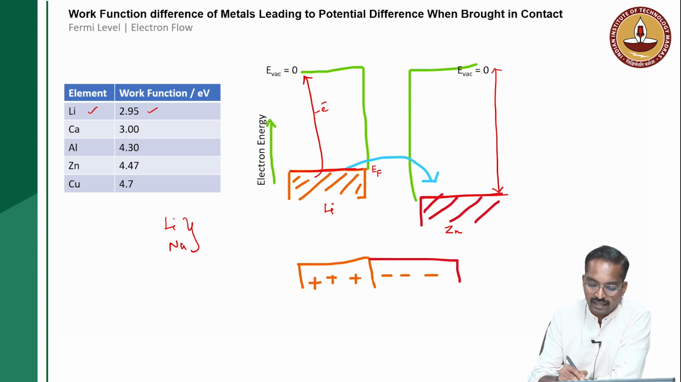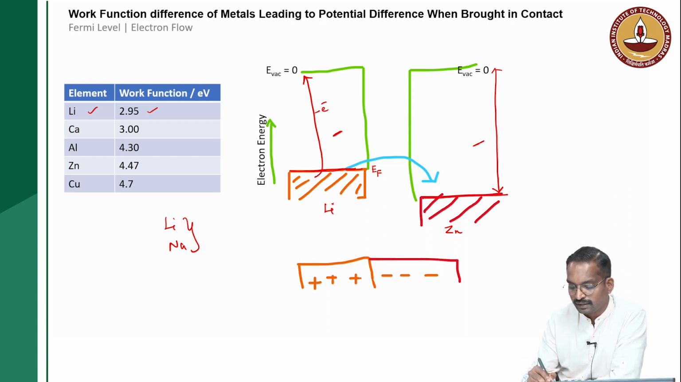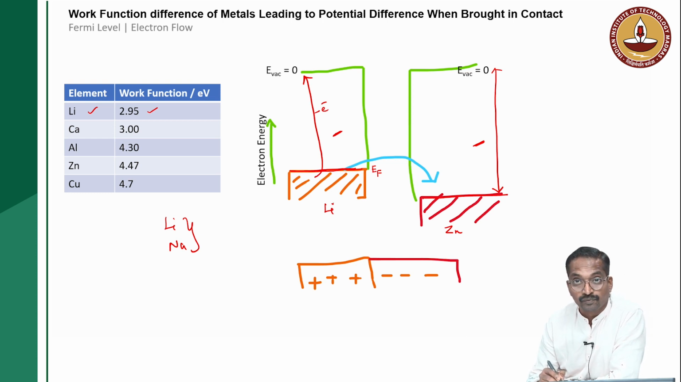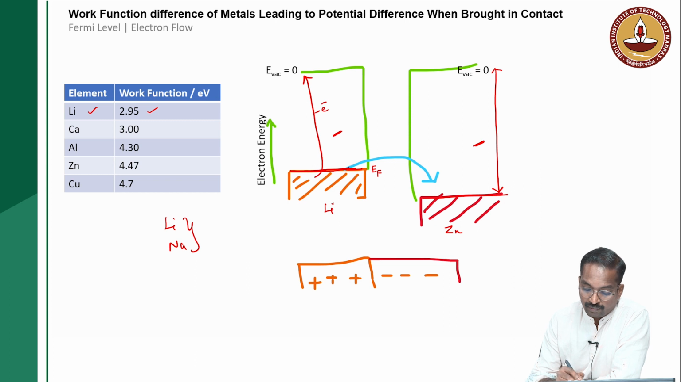That means lithium has a smaller work function and zinc has a larger work function. Now, if you bring these two metals in contact, you would see the electron moves from a higher energy level to a lower energy level. In this case, the Fermi level of lithium is higher than the zinc. Therefore, when you bring these two metals in contact, you would see the electron moving from lithium to zinc.